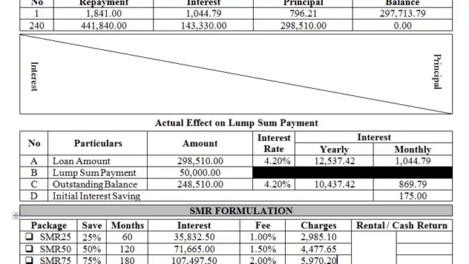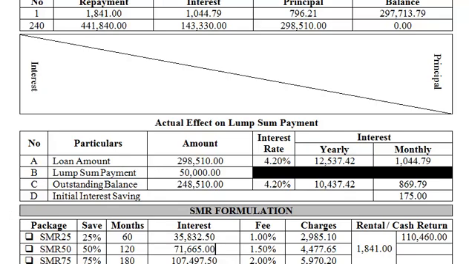Besides this, after you have fully paid off your loan, you can still gain the rental or cash return. As we know, your monthly repayment is 1,841 ringgit. If you choose SMR 25, after you have paid off these 60 months, besides saving this interest, you can still gain the rental or cash return of 110,460 ringgit. As for SMR 50, you can cut 120 months and save 71,665 ringgit.